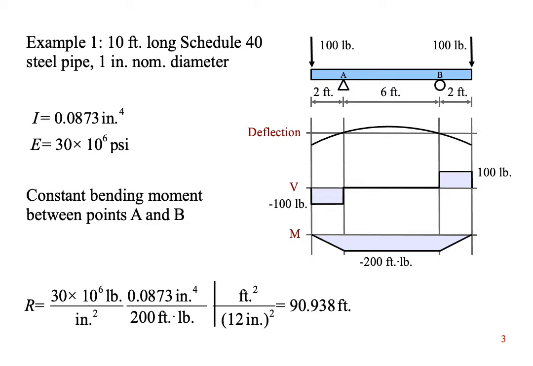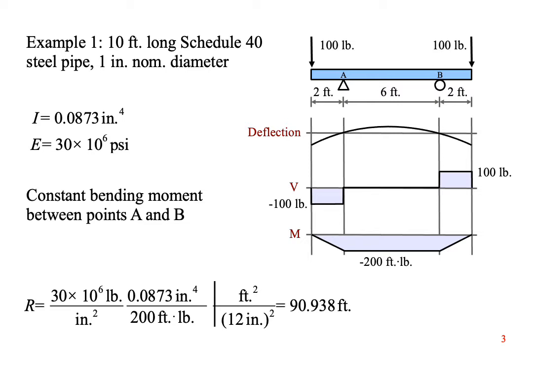Let's look at an example of a beam with a constant bending moment. This is a 1-inch nominal diameter Schedule 40 steel pipe, so we can find the moment of inertia in Appendix D. Between points A and B, the bending moment is constant, so between these 2 points, the beam bends in a circular arc. The shape is different outboard of the 2 support points, because the moment is not constant to the left of point A or to the right of point B.